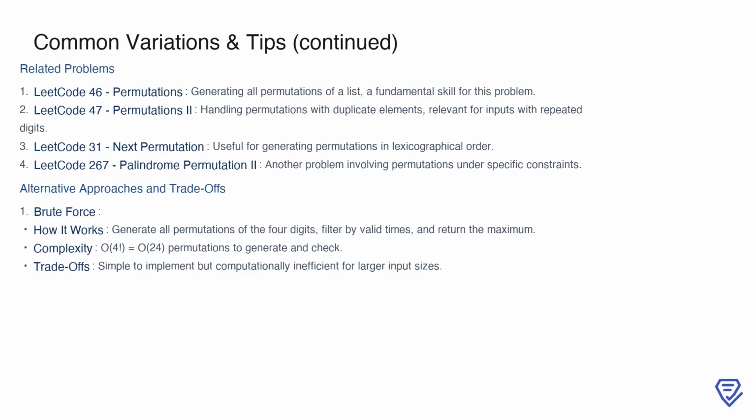When considering alternative approaches, the brute force method is often the first that comes to mind. This involves generating all permutations of the 4 digits, filtering out invalid times, and returning the largest valid time. While it's simple to implement, its time complexity is O(4!), or 24 permutations, which can become inefficient as input size grows. This makes it a good starting point for understanding the problem but not the most optimal solution.